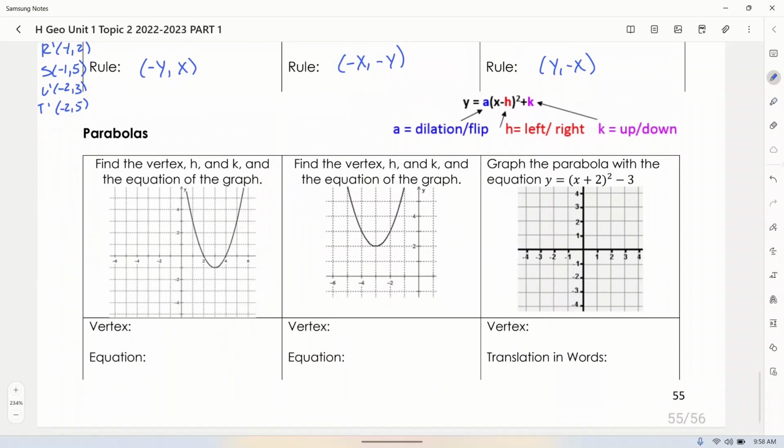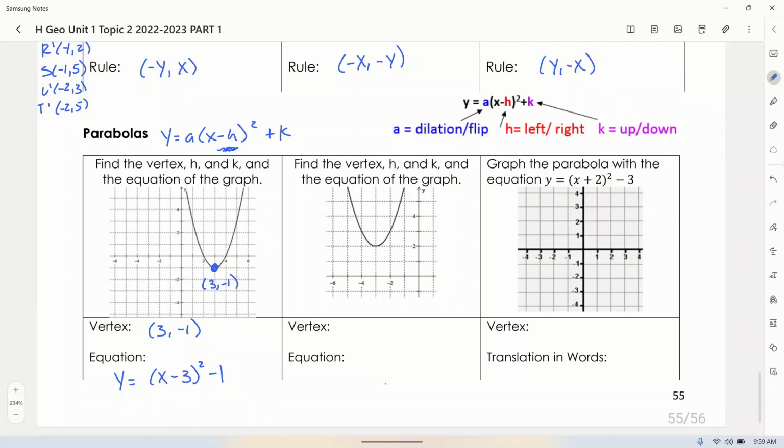So the next one, we've seen a little bit of these. We have y equals a(x minus h) squared plus k, and a is a dilation or a flip, so that's going to stretch or shrink the graph and flip it upside down. H and K are the vertex. And remember, we're going to go opposite sign here. So the vertex being the very bottom of our curve here, that's going to be at (3, -1). Okay. Well, I have found it already, so it's (3, -1). And when we put it into the equation, we have (x minus 3) squared minus 1.